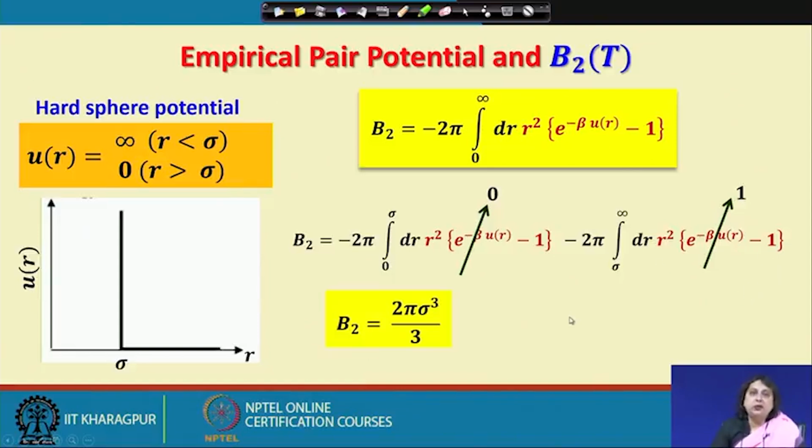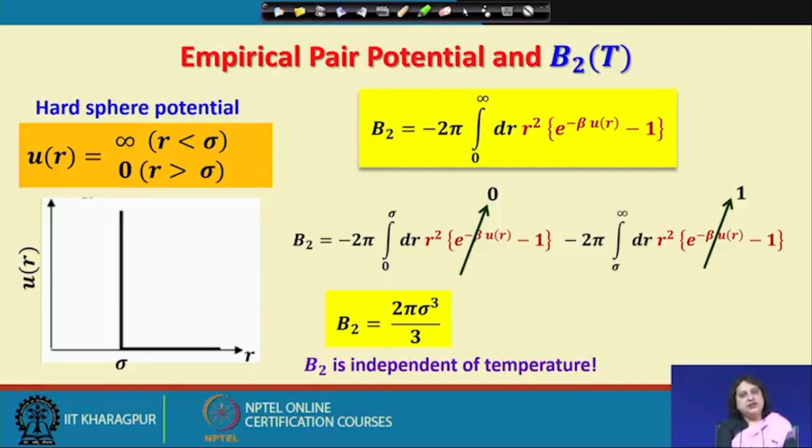Therefore, if I evaluate this, I find that B2 is given by 2 pi by 3 into sigma cube, where sigma is the hard sphere diameter of the molecule. But it says that B2 is independent of temperature. So, the hard sphere model, which is essentially a repulsive potential of interaction, gives the interaction between two particles entirely in terms of a steep repulsive potential. It is incapable of producing the temperature dependence of the second virial coefficient.